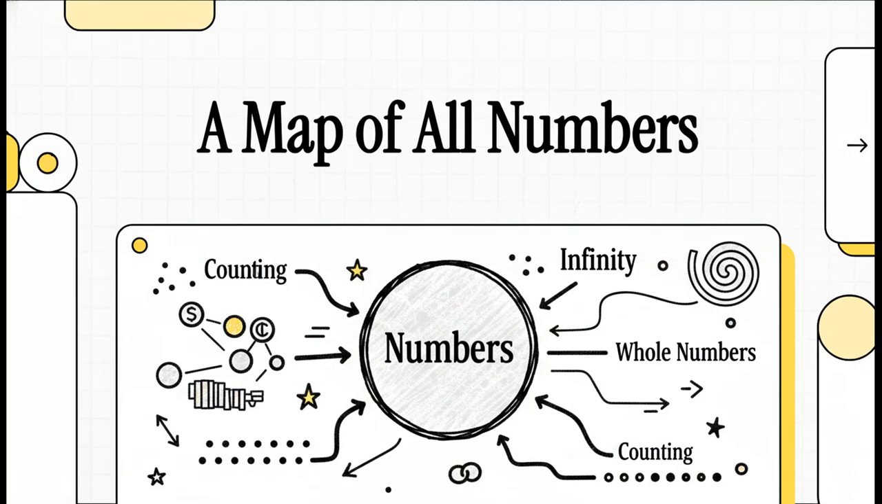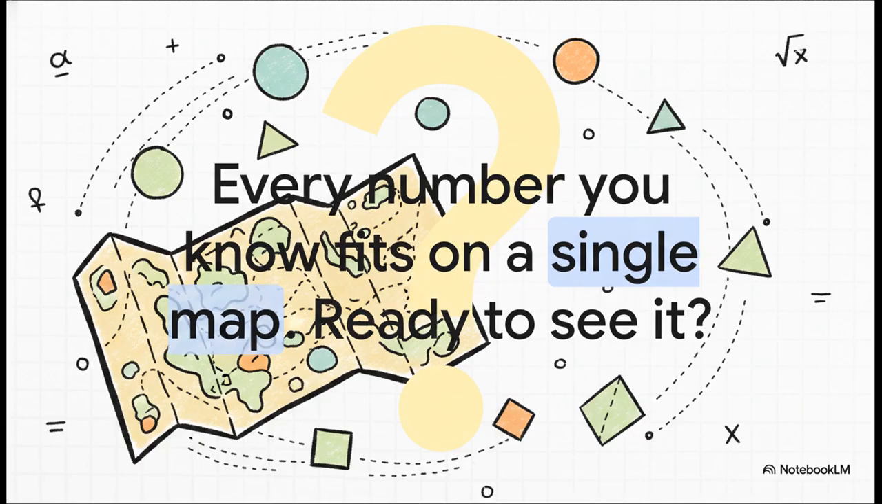All right, welcome. In this explainer, we're going to chart the entire universe of numbers. I mean, all of them. From the simple numbers used to count your spare change, all the way to concepts that stretch into infinity. We're going to see how they all fit together in one single beautiful system. Now, that might sound kind of huge, maybe even impossible, but seriously, every single number you can possibly think of belongs on a single, elegant map. So let's explore it together, step by step.